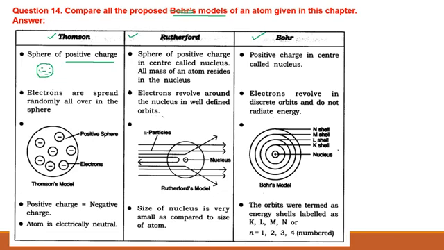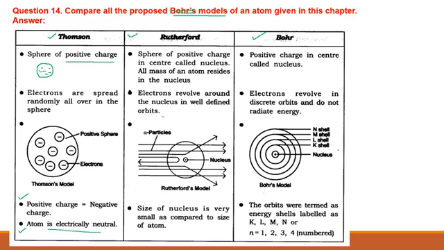So that was a great discovery by Thomson. Positive charge is equal to negative charge, that means the atom is neutral. Then the atom is electrically neutral, that we have already done.